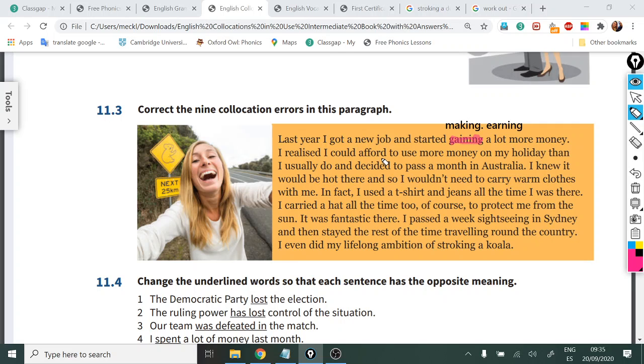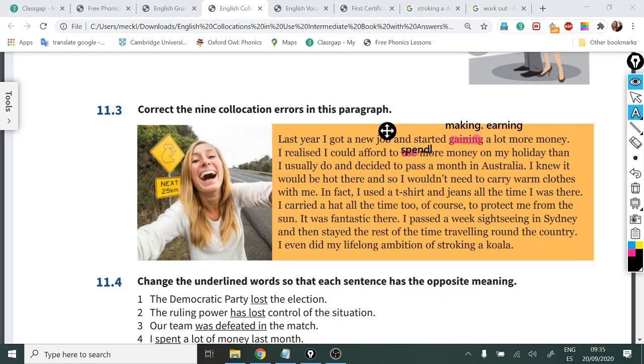So afford means you can do something, like you have enough of something. The problem is use. In English, we don't really say use money. So when you mean buying something, we usually say spend money. So you spend money.